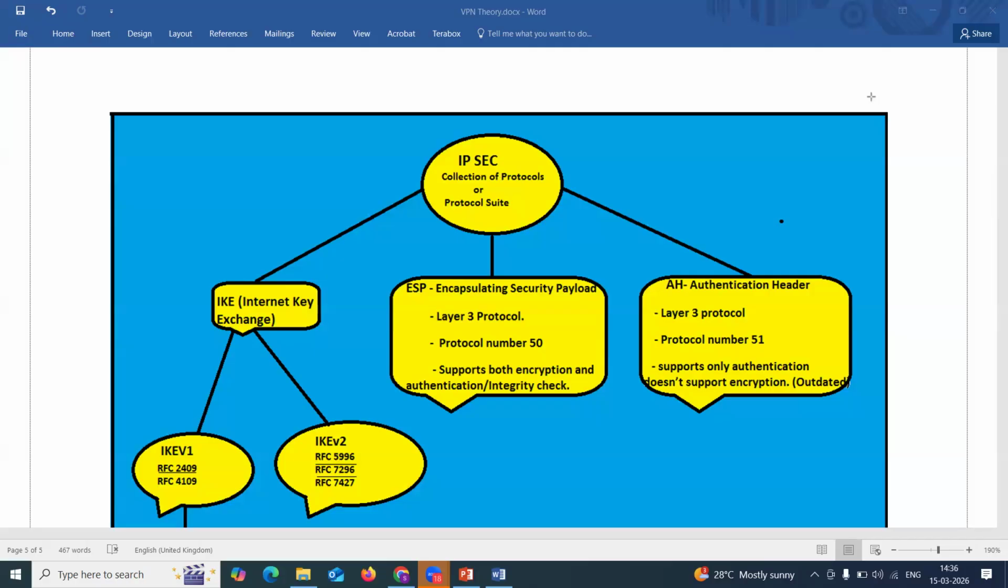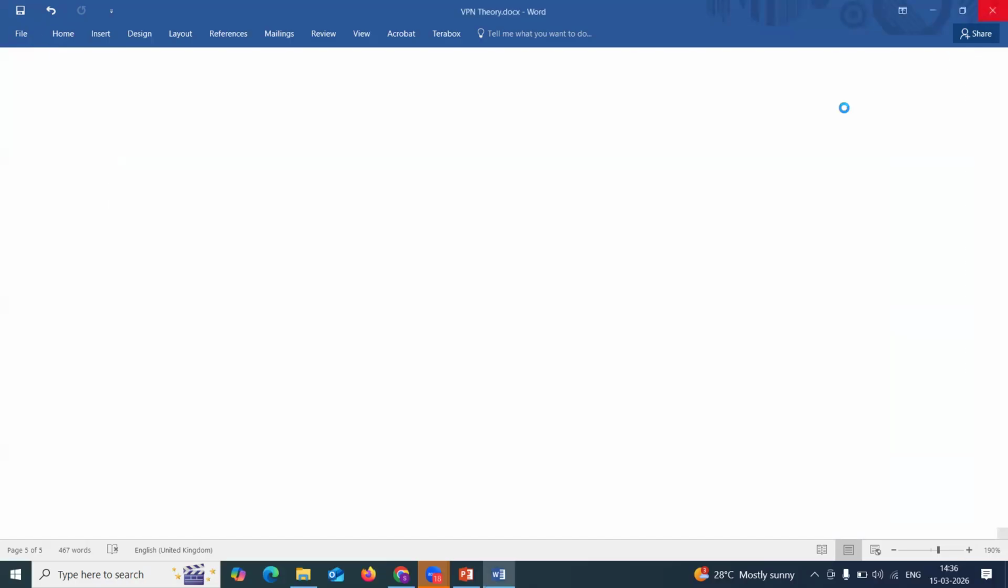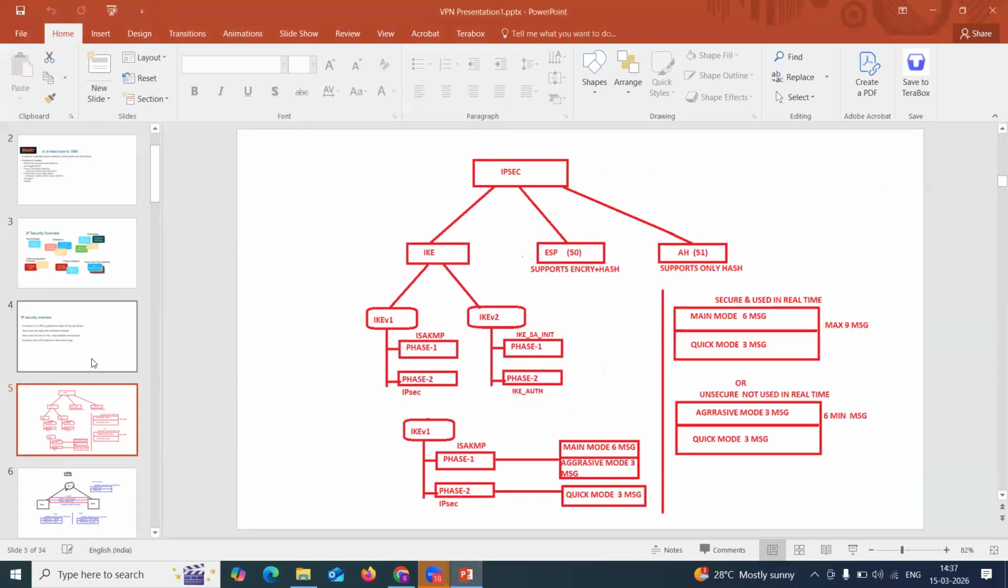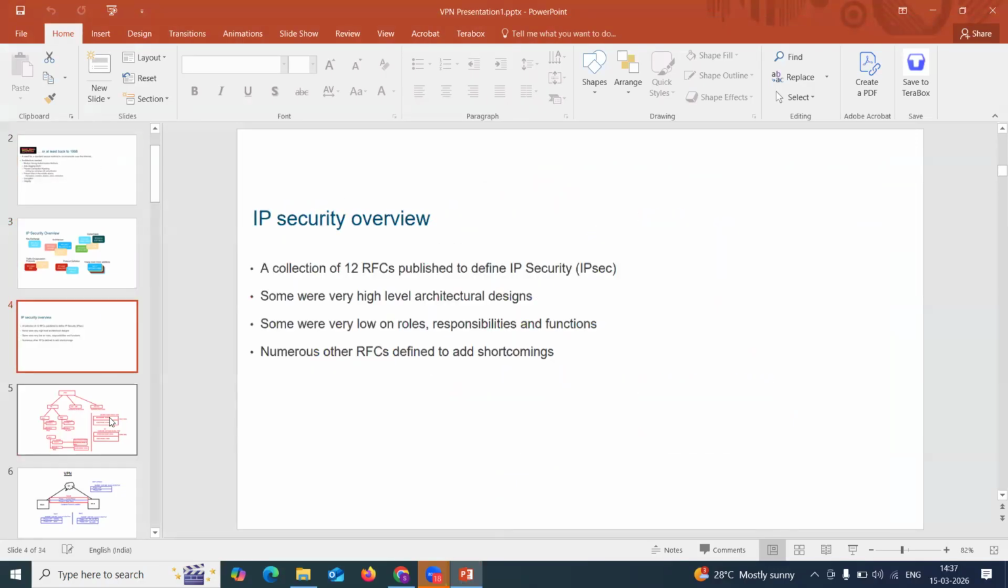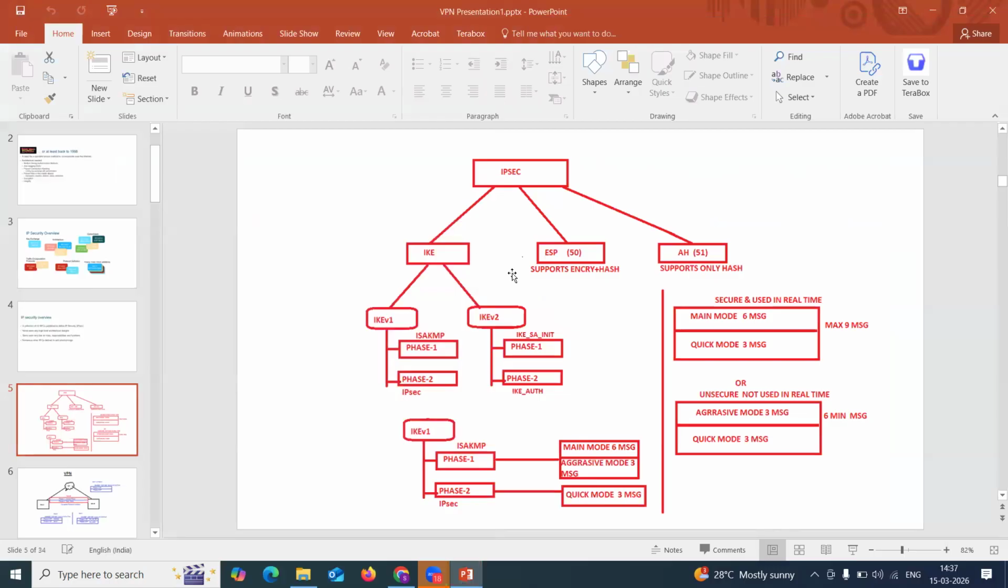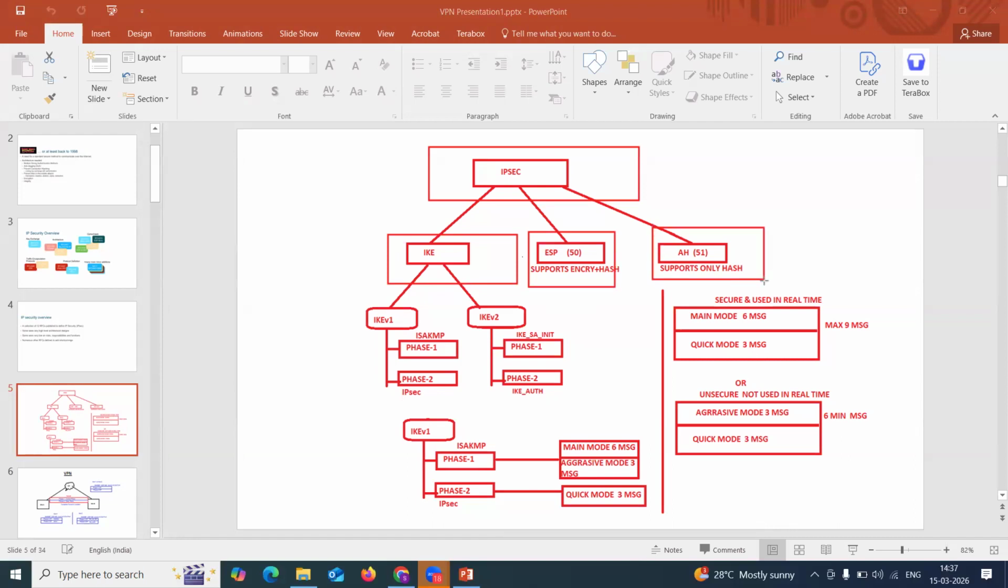Now, till this point, follow this document, guys. After that, please follow the other document which I'm going to show you right now. This one. Use this PPT for your reference. Use this hierarchy to understand your IPsec. Under IPsec, we have IKE, ESP, and AH. Three different protocols.